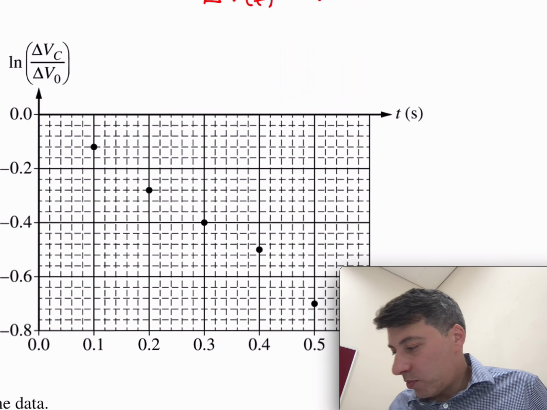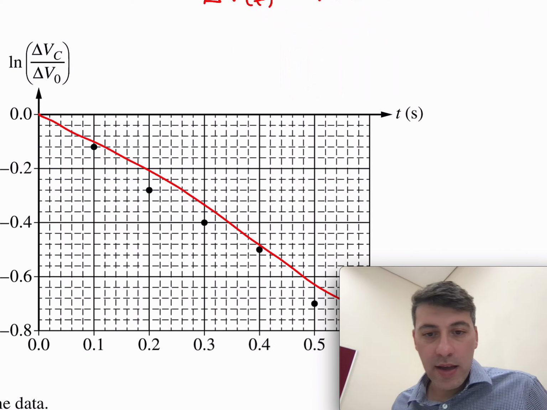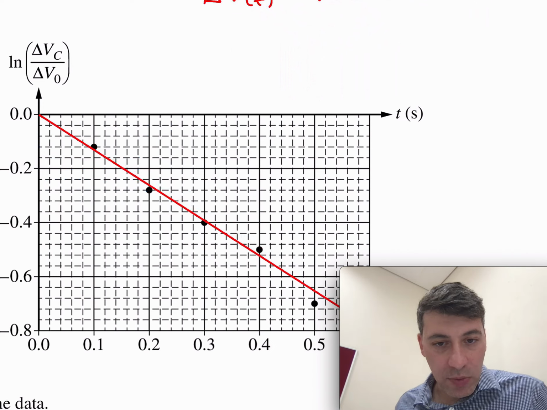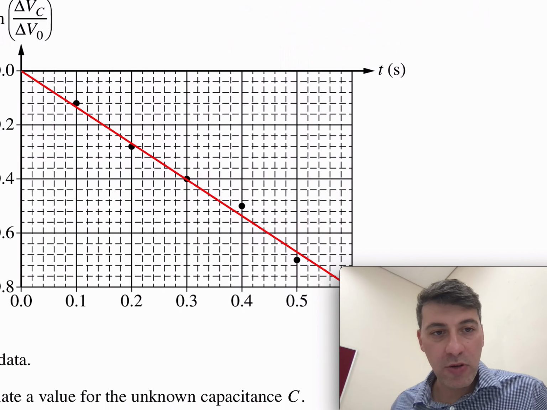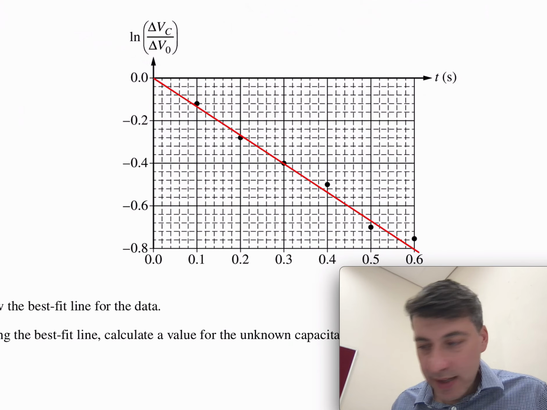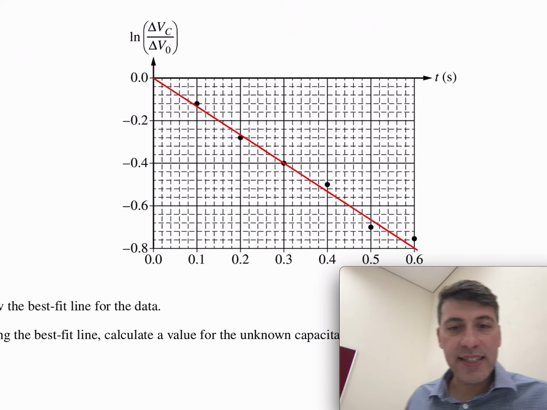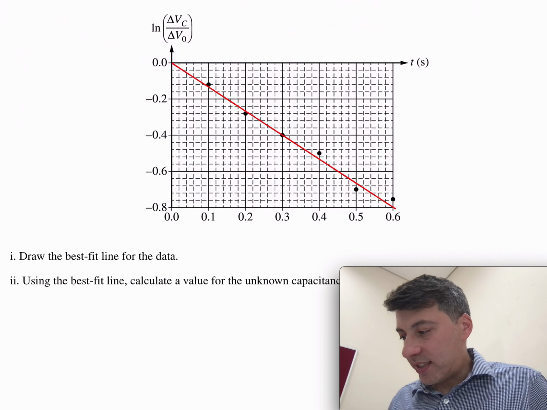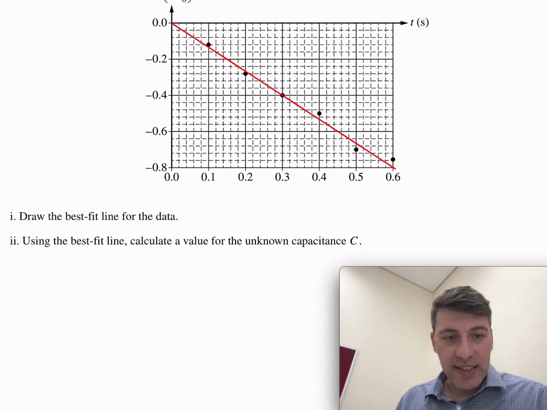Now, if we zoom in, we need a line that connects all these points, and a few of these points will be above the line, a few of these points will be below the line. I think that what I've drawn right now, more or less, is correct. Maybe I need to modify and bring it a little bit higher. Somehow like this. This should be enough. So this is more or less the best fit line. And using this best fit line, we need to find the value of the capacitance.